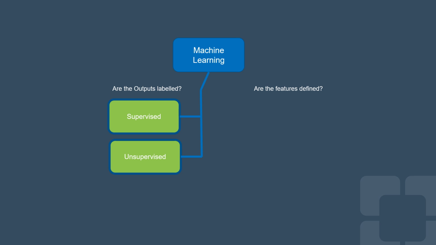Then the other question is whether the features are defined. If we do not give the specific predictor variables to the algorithm or the model and let the algorithm identify the predictor variables or the features, it would be called deep learning. If, on the other hand, in the data set, we pick the input variables or the features to help build the model, it would be called traditional machine learning.